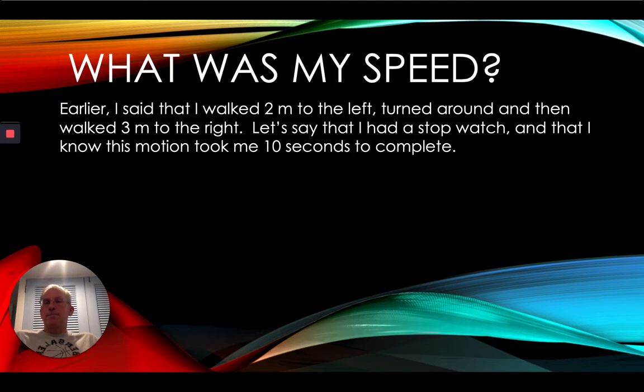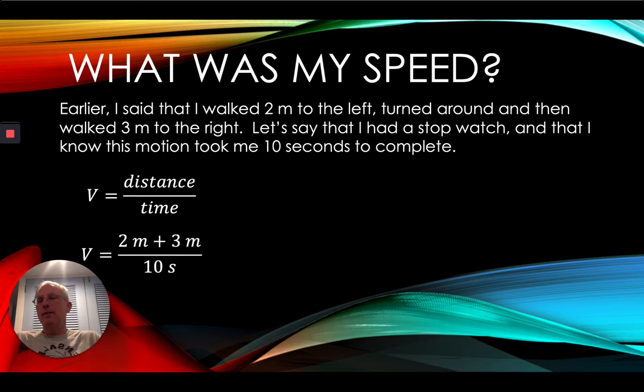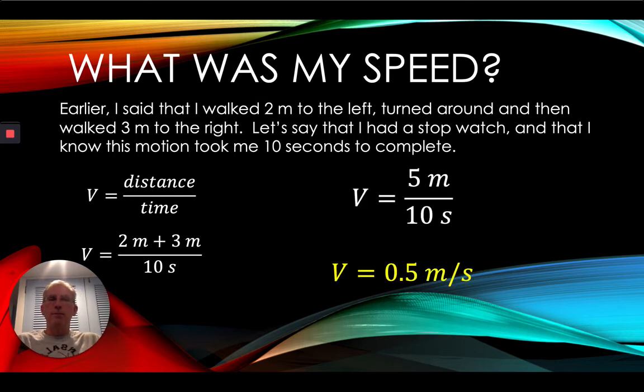So what's my speed? Earlier I said that I walked 2 meters to the left, turned around, moved 3 meters to the right. You have no idea what my speed is. So let's go further. What if I told you I did all that motion in 10 seconds because I was timing myself? So my speed is my distance divided by my time. And my distance was 2 meters to the left plus 3 meters to the right. That gives me 5 total meters of distance. I did it all in 10 seconds. That is 0.5 meters per second.